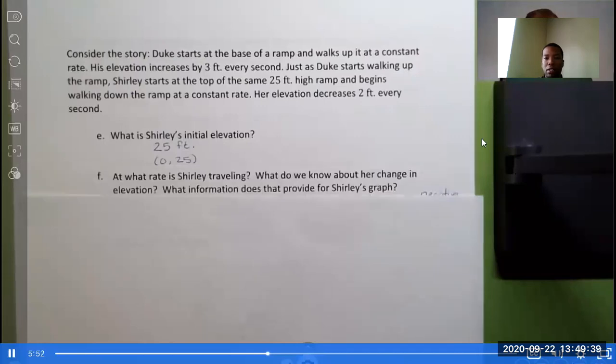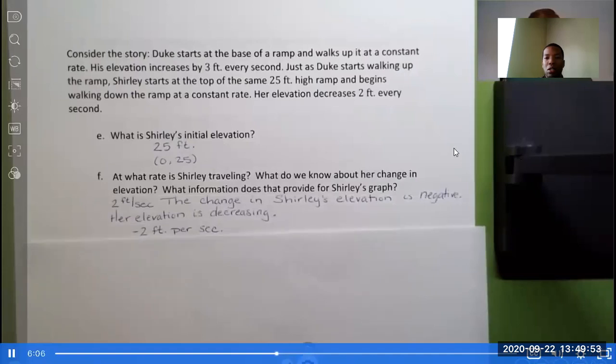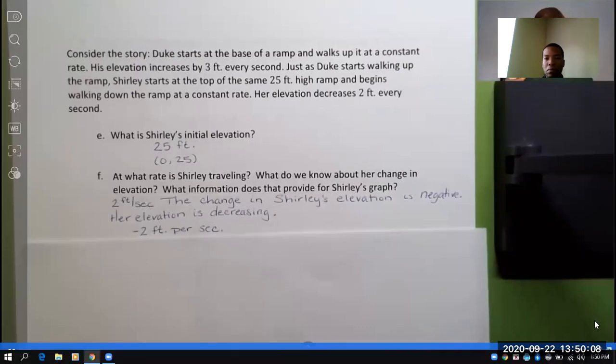All right. At what rate is Shirley traveling? What do we know about her change in elevation? What information does that provide for Shirley's graph? Well, it says that her elevation decreases 2 feet every second. So she's moving 2 feet every second. And the change in Shirley's elevation is negative. Why? Because her elevation is decreasing. So she's moving negative 2 feet per second.